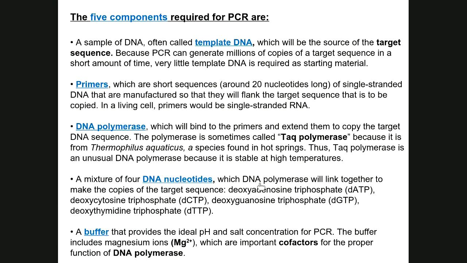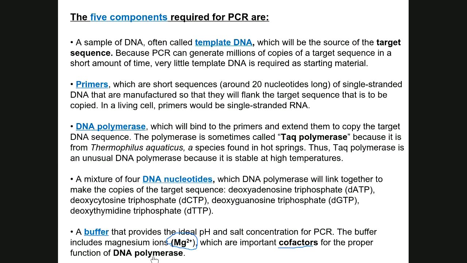The last component that's added to this little PCR tube is a buffer solution. This buffer solution has 2 key parts to it. This buffer solution has a certain pH to make sure the enzyme is happy so that it can do its job. But the buffer has a second component. This second component is a cofactor. The cofactor are magnesium ions.